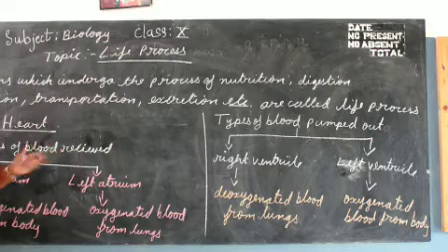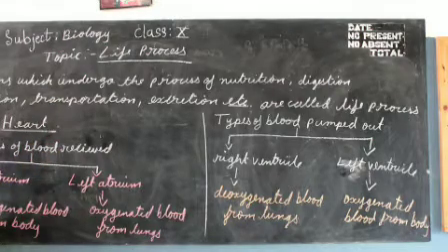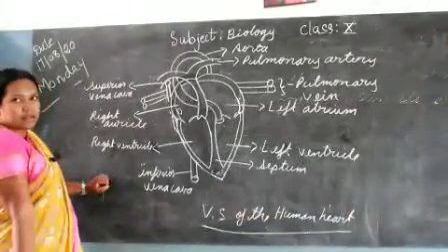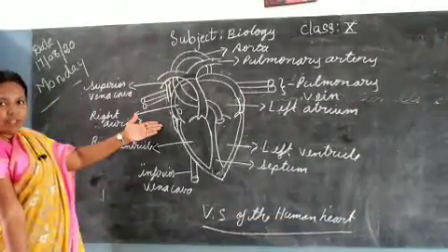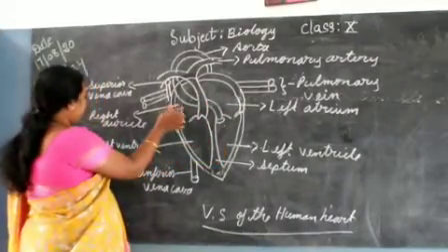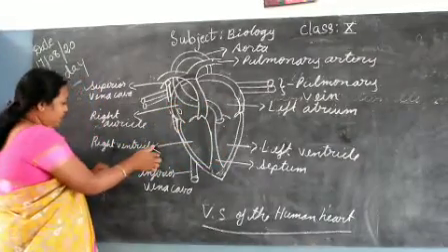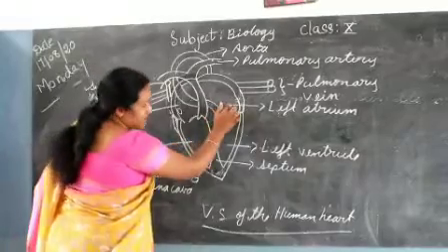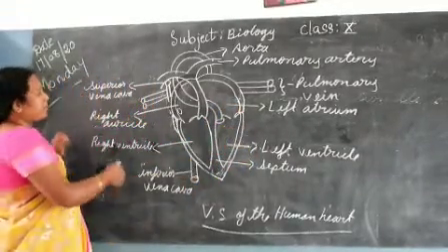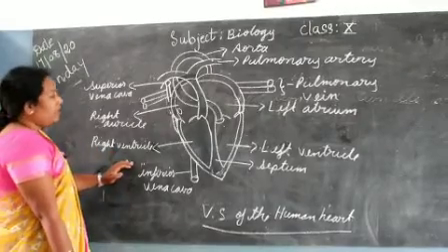Now let us learn with the help of a diagram. This is the diagram of the human heart. We can see there are 4 chambers in the heart: the right auricle, the right ventricle, the left auricle and the left ventricle. It is either called auricle or atrium. Okay. Now let us understand how they work.